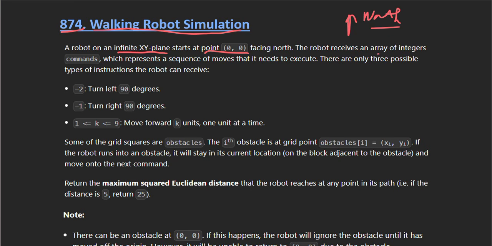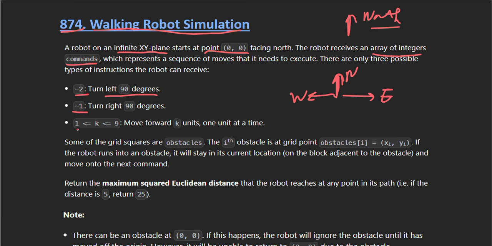The robot receives an array of integers, that is commands, and basically it has three types of commands. The first is -2, which means it turns left by 90 degrees. That means if currently it is facing north, then it will become west. -1 means it turns right by 90 degrees. So if currently it is facing north, then it will turn to east, right?